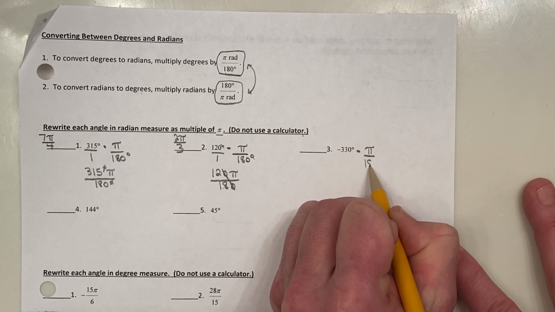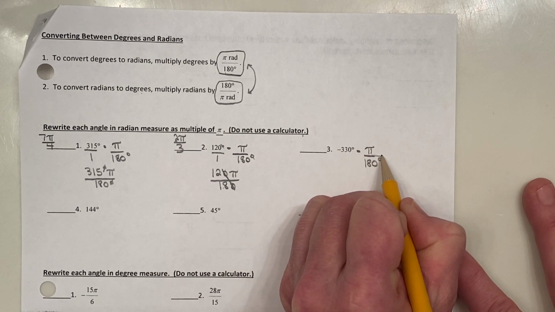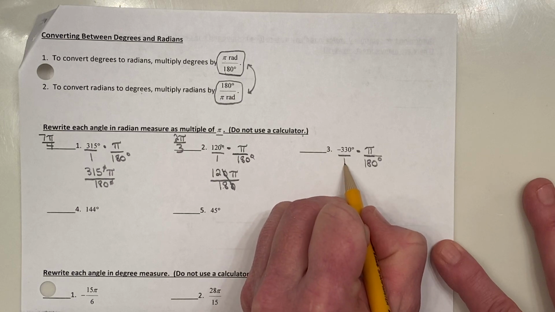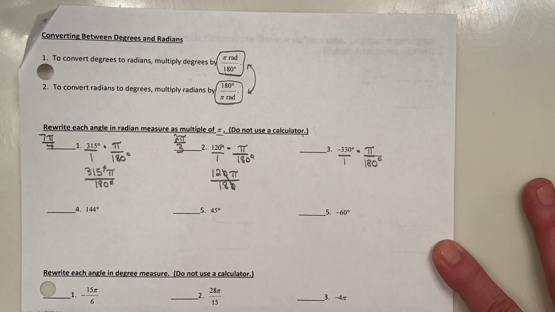So in all these problems right here, we're going to be multiplying by the fraction pi over 180 degrees. If you want, you can go to your calculator.